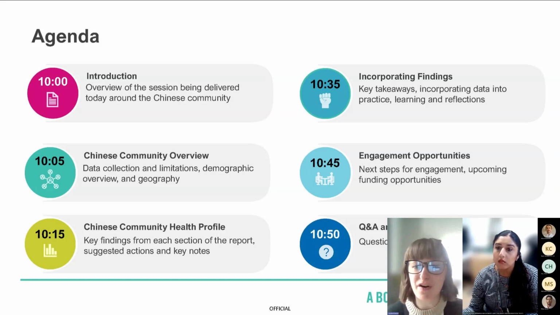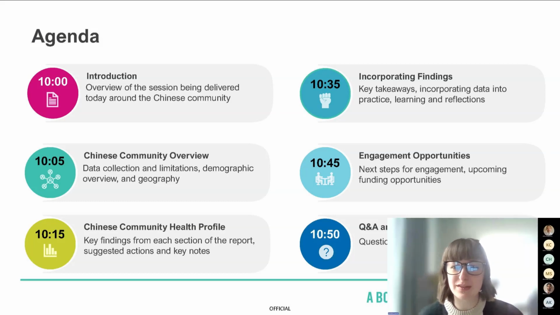We're then going to spend about 5 minutes going over the community health profile introduction, so looking at how data was gathered, what some of the limitations are to collecting health data on the Chinese community, and a little bit about the overview of the demographics and the geography of where the population in Birmingham is.